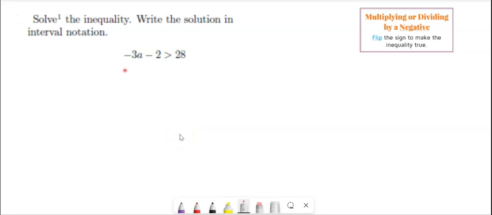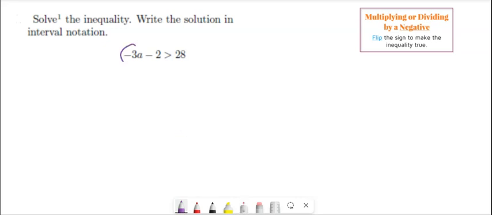Hello everyone, in this video we are solving a simple linear inequality, and you might have already noticed that it might have a problem with this equation since it has a negative coefficient next to the variable. So what do you want to do first?